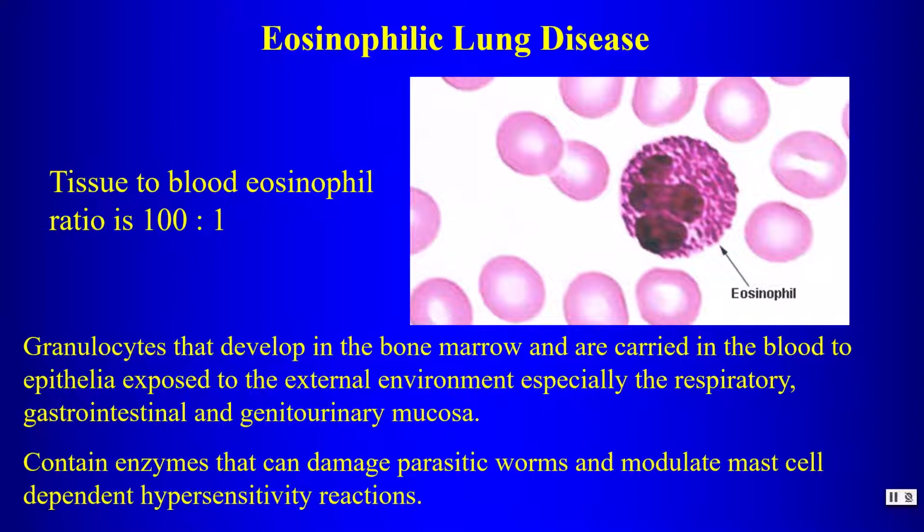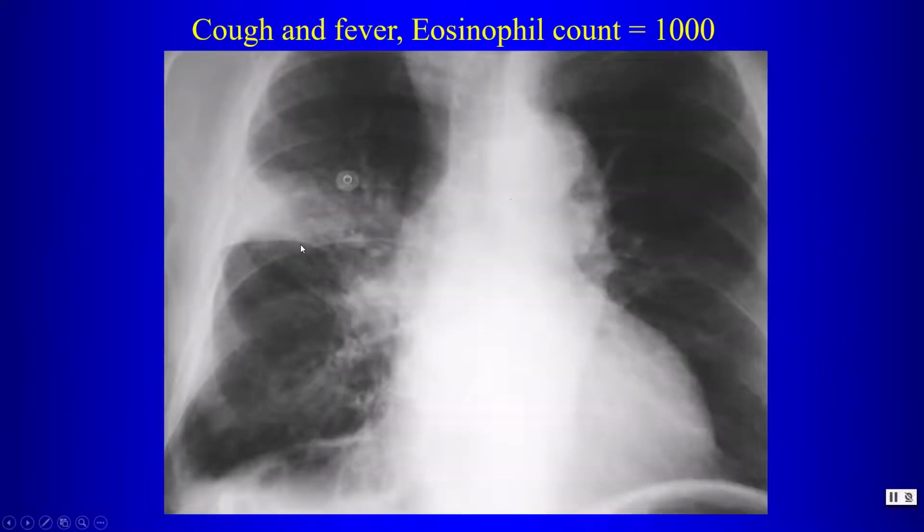So these accumulate within the tissues, and these are granulocytes that develop in the bone marrow. They're carried in the blood to epithelia exposed to the external environment, especially the respiratory, gastrointestinal, and GU mucosa. They contain enzymes that damage parasitic worms and modulate mast cell dependent hypersensitivity reactions. Hence, these are very important for allergic phenomena.